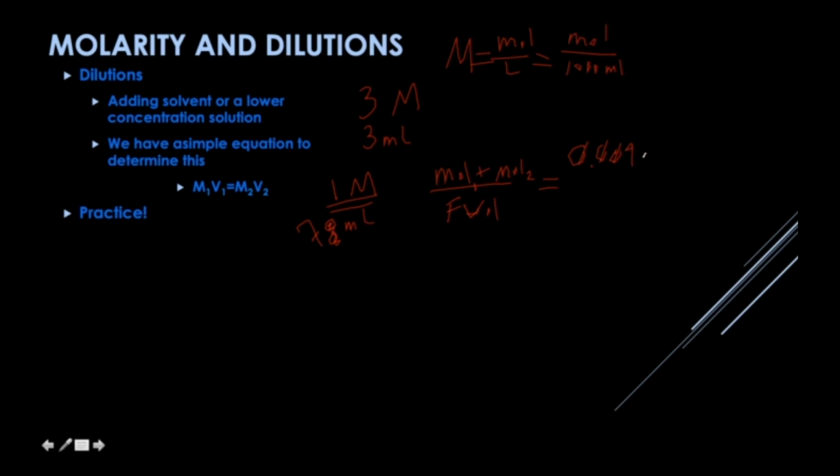So that would give me 0.009, plus that amount from the other one. So that would be 1 divided by 1,000 times 7, which is going to be 0.007.